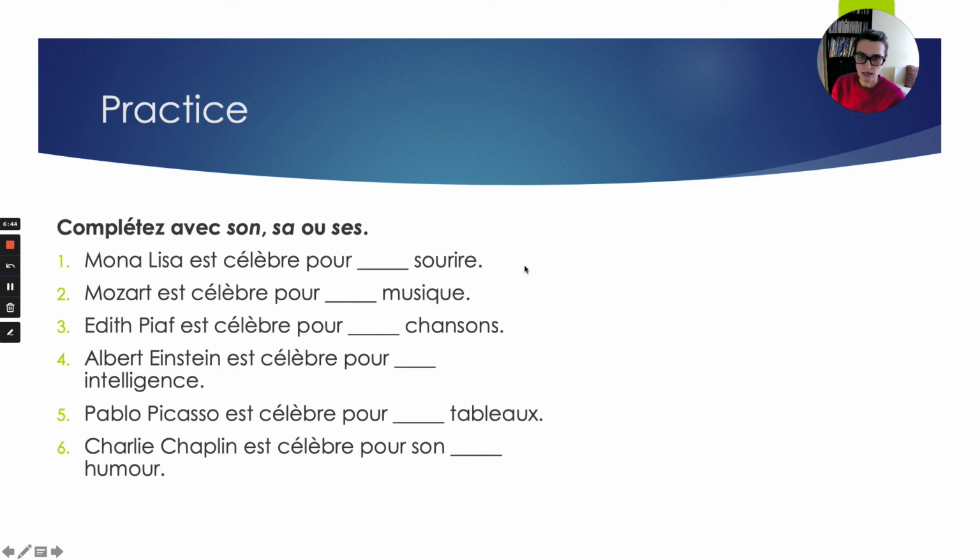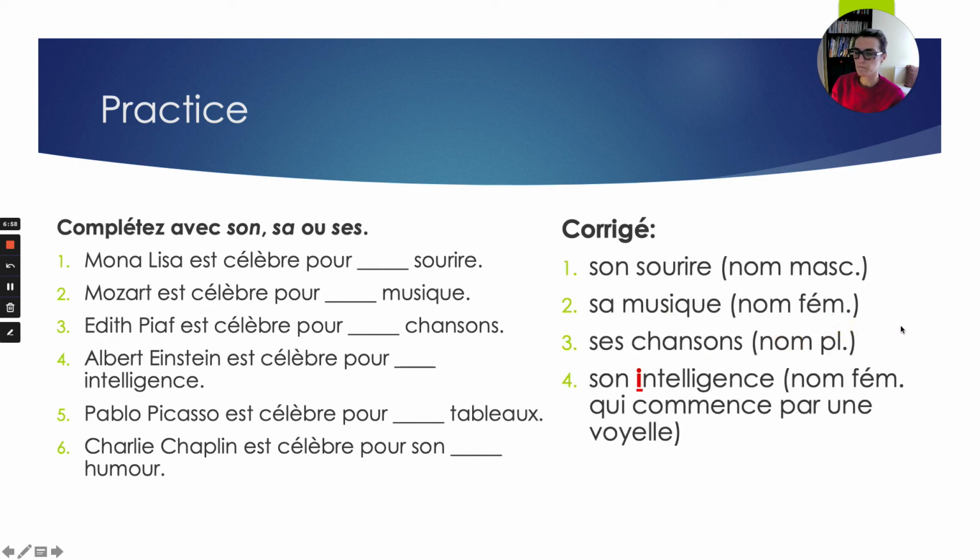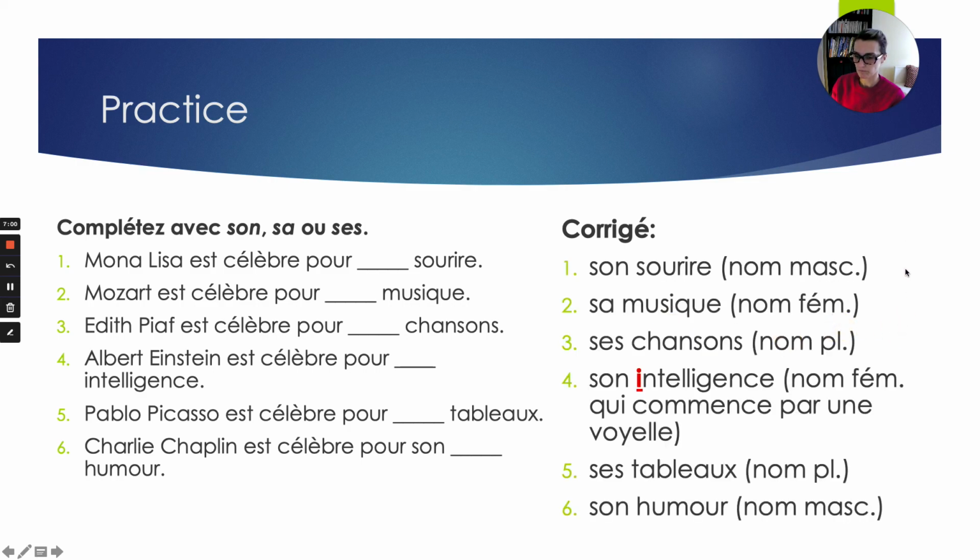Some practice. As usual, pause the video. Take some time to do this exercise before you take a look at the corrections. Okay, thank you for pausing. Here we go. You can take a look at the corrections here and see what you've missed, or if you have everything correct, that's great.